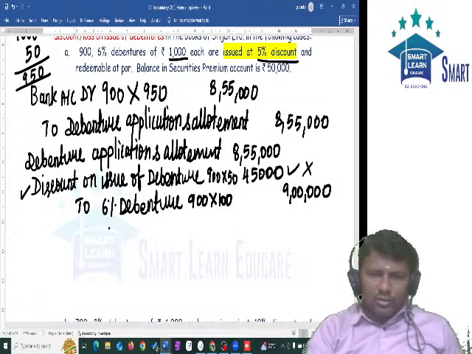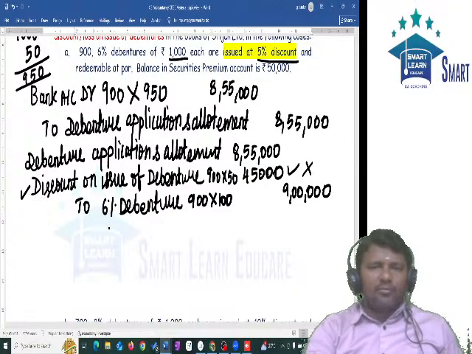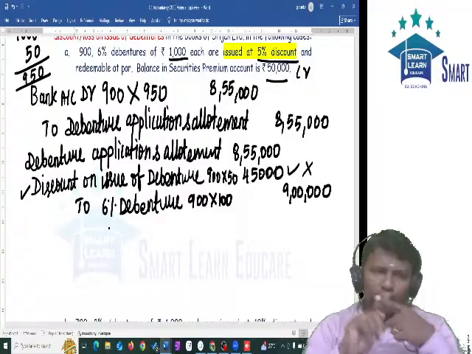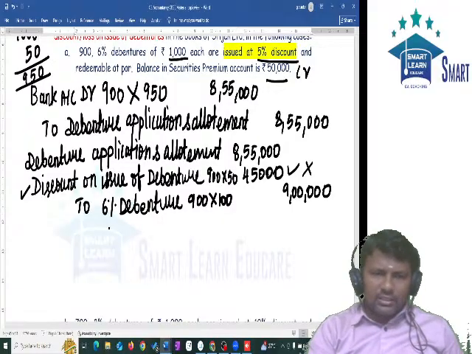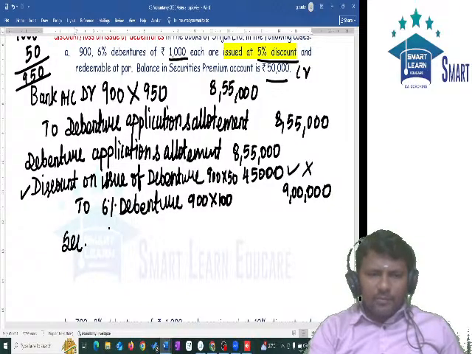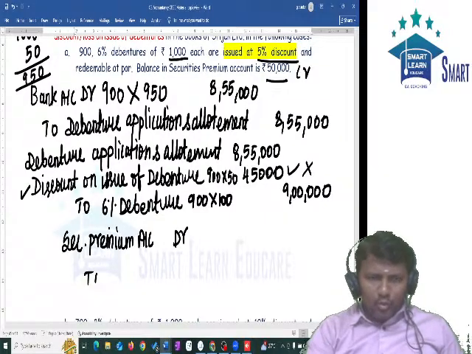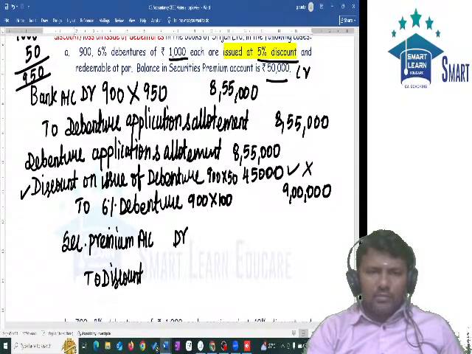This discount is originally debited. Discount will have debit balance. Securities premium will have credit balance. These two we are going to set off. So what is the journal entry? Securities premium account debit to discount on issue of debenture.